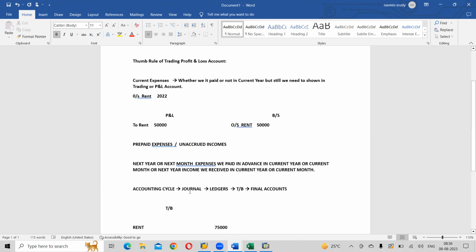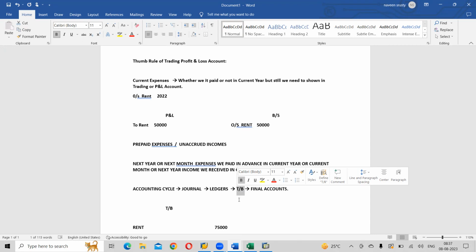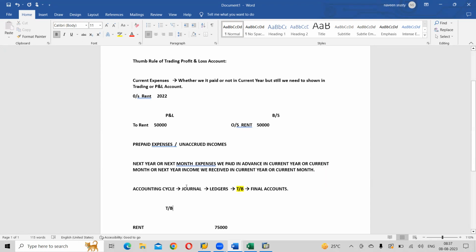So here, without journals, we can't do ledgers, correct? But without having a trial balance, can't we do our final accounts? It's not mandatory. Trial balance is not mandatory. Without doing trial balance also, after ledgers, we can do final accounts. But what is the need of trial balance? Why does every business prepare a trial balance? These are the mandatory things: journals, ledgers, final accounts.